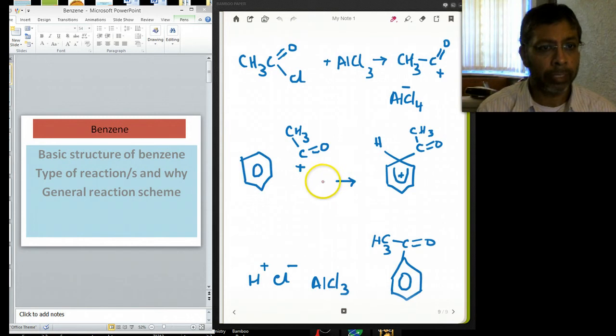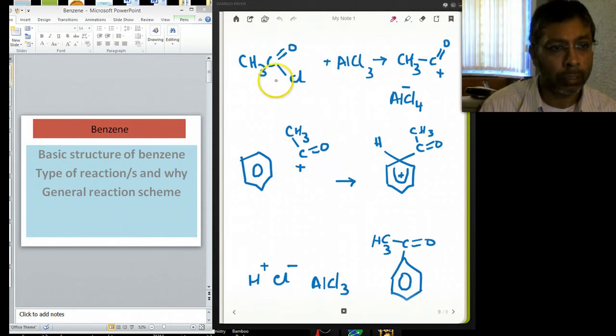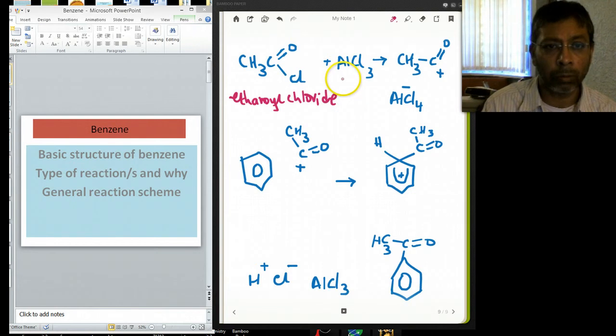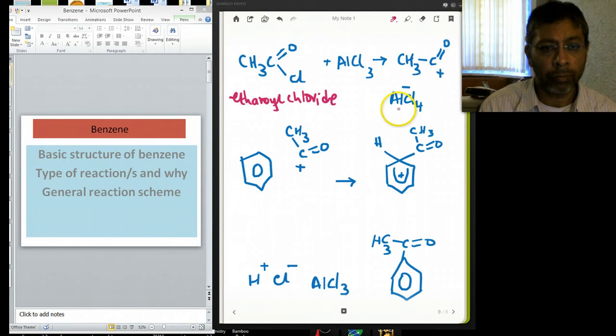Okay, so let's look at a mechanism. Let's say we want to acylate benzene. Here it is, acyl group. So I've got ethanoyl chloride, and I've got my catalyst, aluminium chloride. Make my electrophile, and I've got my AlCl4 minus ion here.